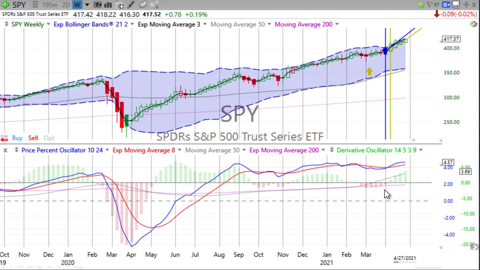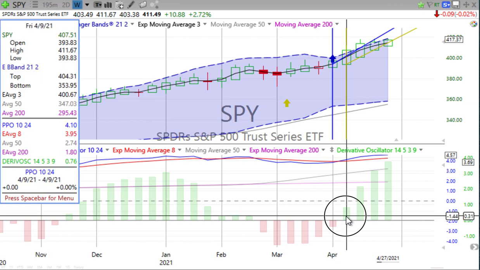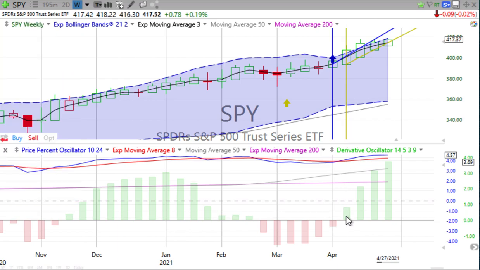Now, we had a weekly vertical crossover that crossed over going up back on the week ending the 9th of April. And it is down a little bit for the day, 0.02%. We see the price percent oscillator has been flattening over the course of this week and the prior week, although we did reach a higher high last week, which is good to see. Derivative oscillator still gaining some upward momentum.